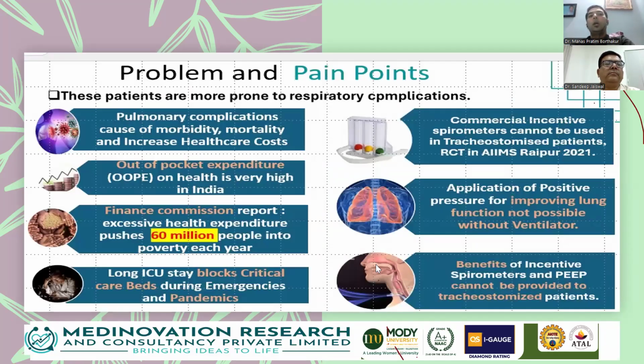So the practical problems in this situation were the high out-of-pocket expenditure on health, which is very high in India. And every year around 60 million people are pushed into poverty due to excessive healthcare expenditure. These people stay a long time in the ICU and the hospitals, and they block the critical care beds and ventilators. And during pandemics and emergencies, the needy people do not get access to ICU infrastructure.